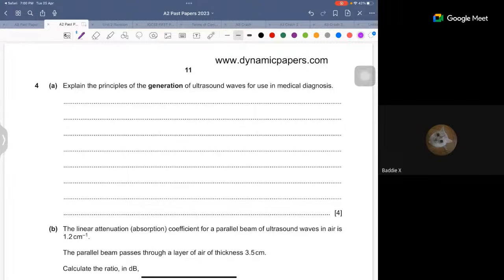And what is it about? It is about the generation. So I've also written it in notes, so you can also write that. You have to write quartz crystal is used. Alternating potential difference is applied across it. This is the second point. The third point is that it is then made to resonate.